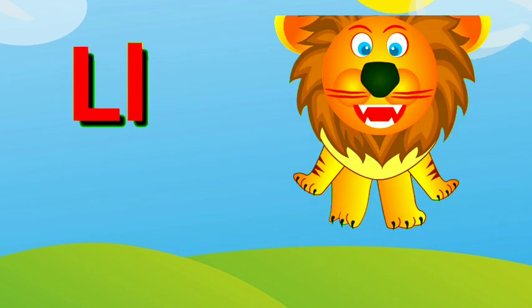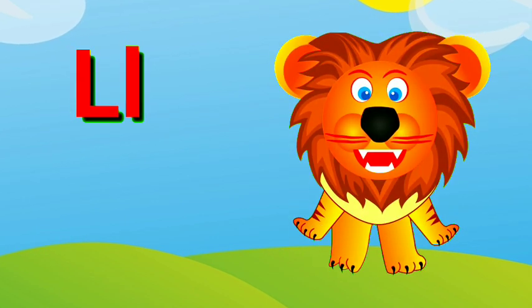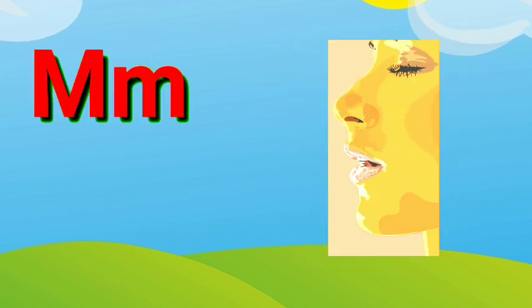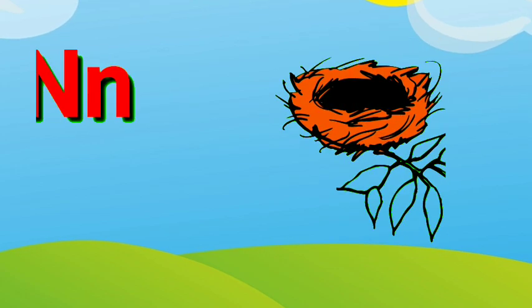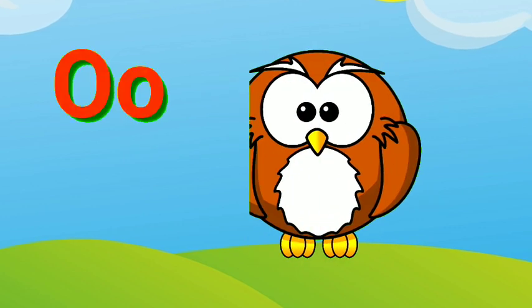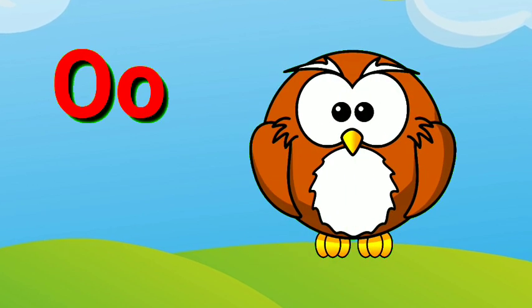L. L for lion. Lion means sher. M. M for mouth. Mouth means munh. N. N for nest. Nest means ghosla. O. O for owl. Owl means ullu.